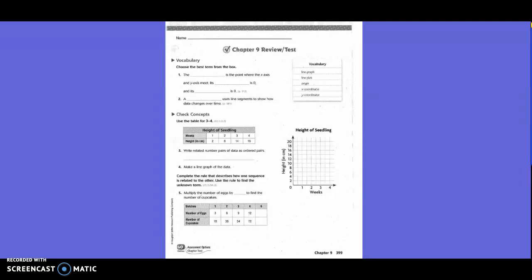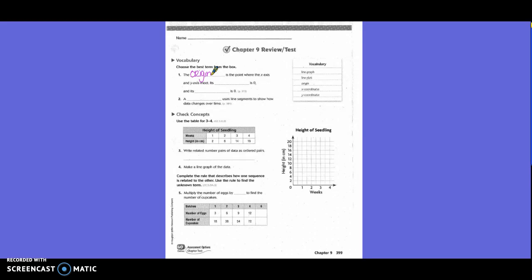Fifth grade, chapter 9 review. Vocabulary. Choose the best term from the box. The blank is the point where the x-axis and y-axis meet. Origin. Its blank is 0.